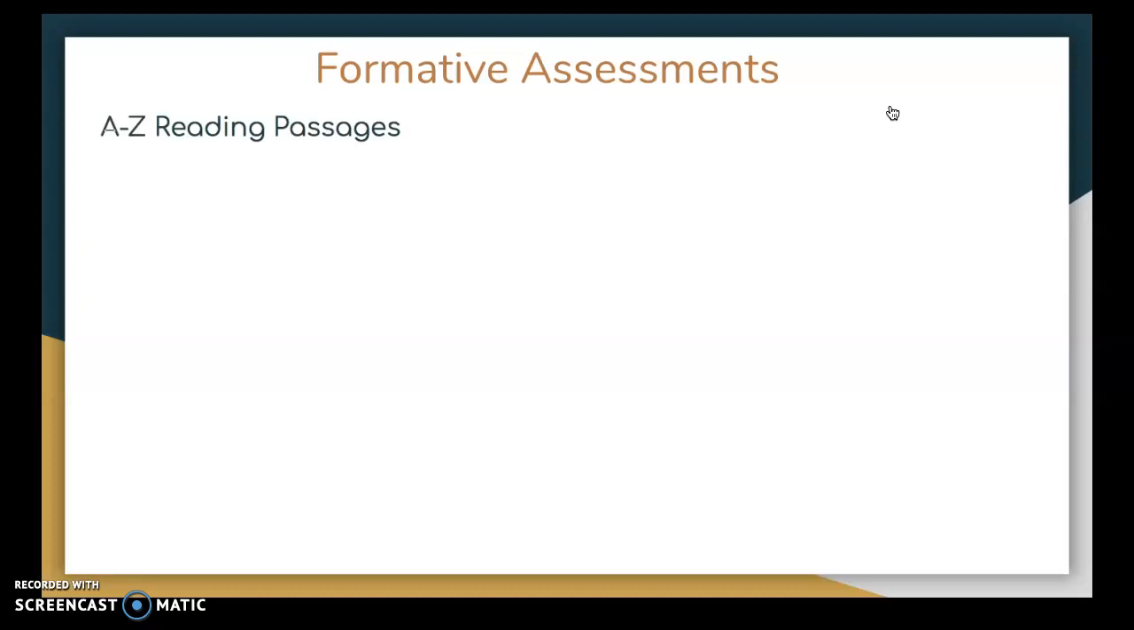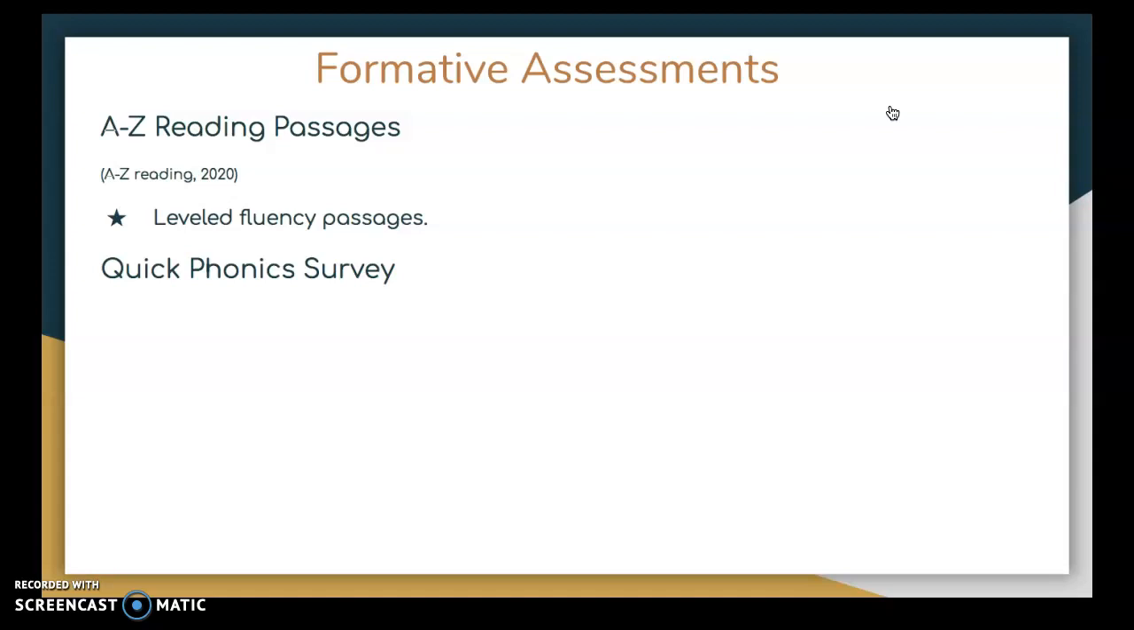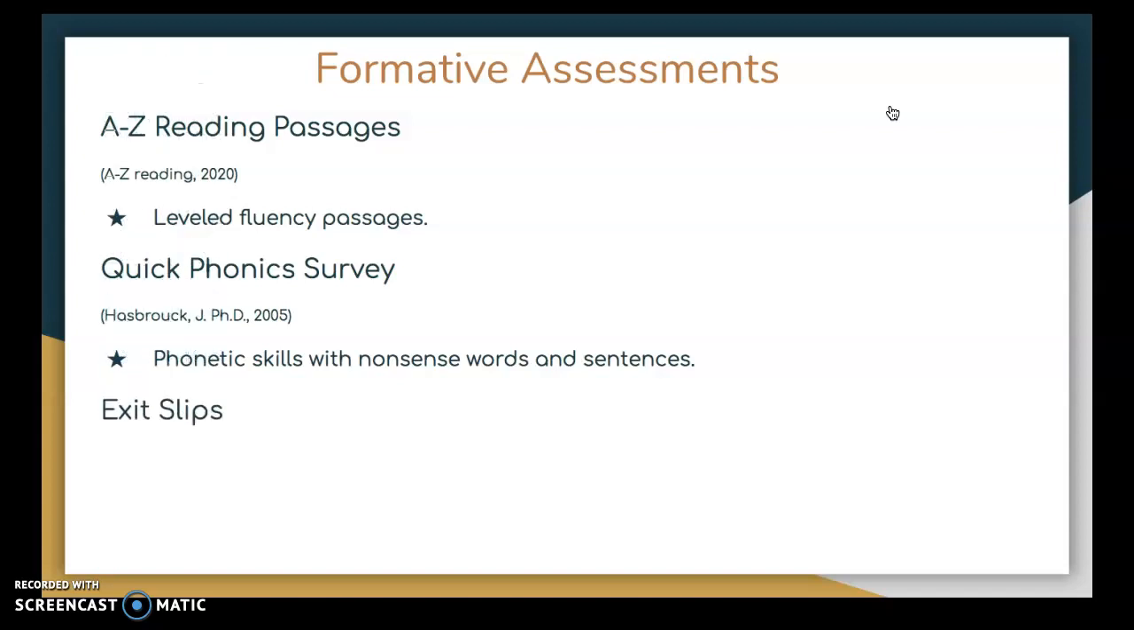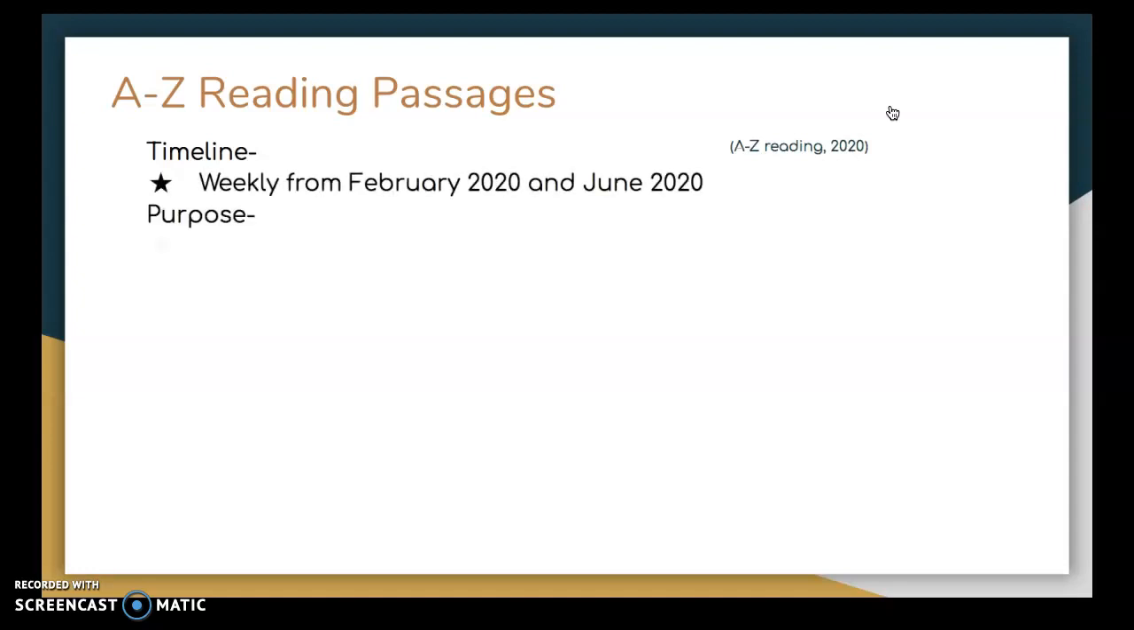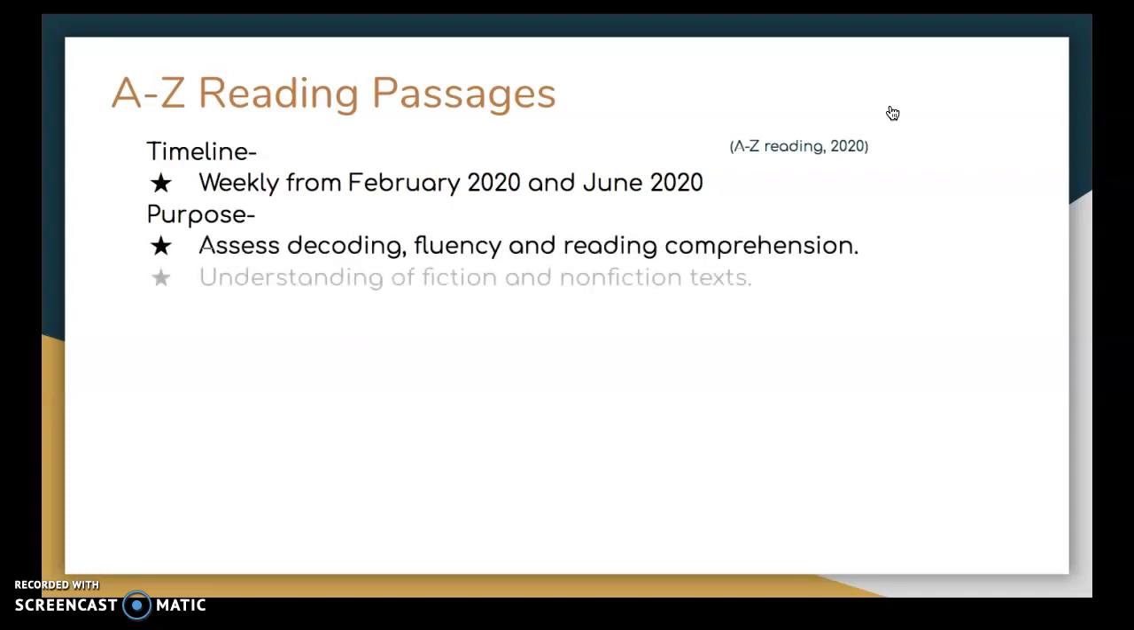The formative assessments that I will be giving are A to Z reading passages, which will focus on leveled fluency passages; the Quick Phonics Survey, and the purpose of this will be to check their phonetic skills with nonsense words and within sentences; and my final formative assessment is exit slips, which will help me monitor their learning throughout the units and lessons. So A to Z reading passages I plan on doing weekly in the time between February and June of 2020. And the purpose is so that I can keep track of their decoding, fluency, and reading comprehension before the next F and P, or Fountas and Pinnell, assessment happens.